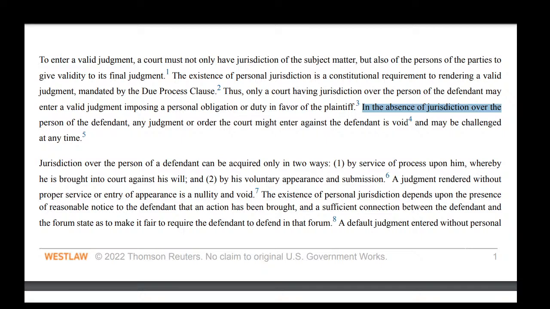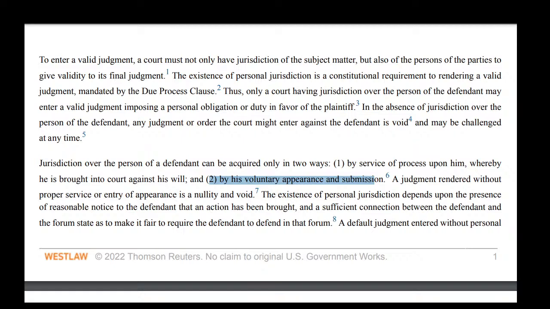In the absence of jurisdiction over the person of the defendant, I love this language here, they're very clear about it, any judgment or order the court might enter against the defendant is void and may be challenged at any time. See, jurisdiction over the person of the defendant. Doesn't say jurisdiction over the defendant. Jurisdiction over the person of the defendant can be acquired only in two ways. Here we go. One, by service of process upon him or her, whereby he is brought into a court against his will. Oh, wow. Or two, by his voluntary appearance and submission.